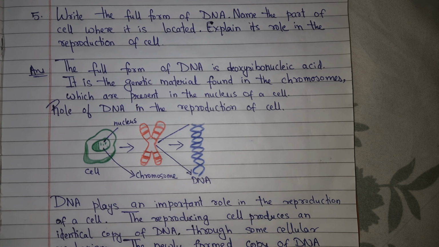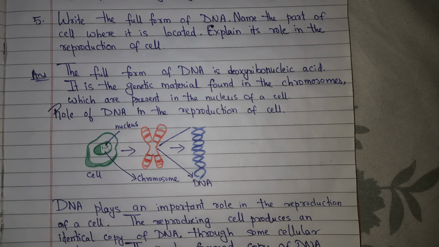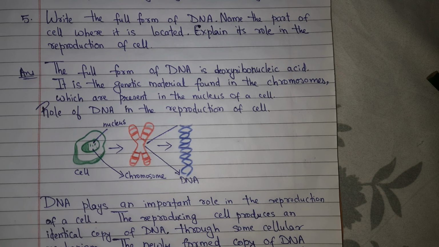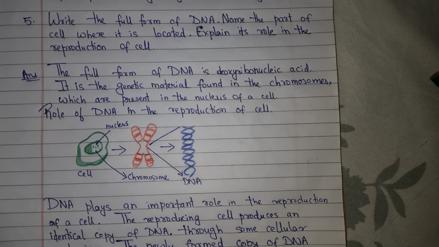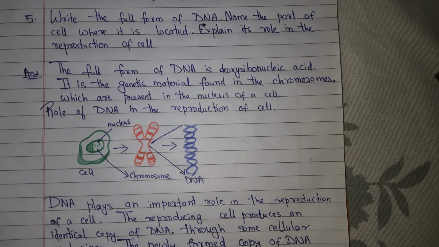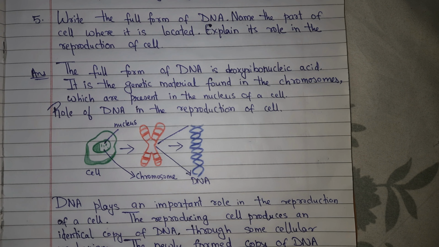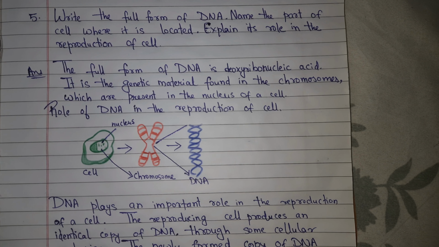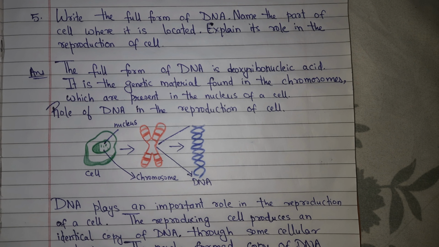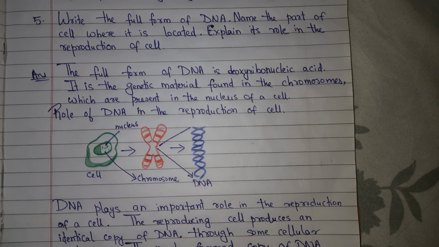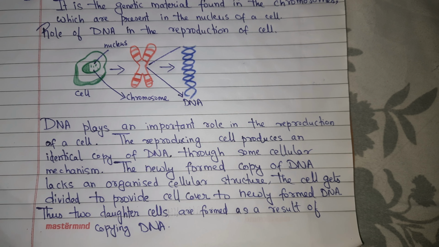Explain its role in reproduction of a cell. I'm going to explain the role of DNA in reproduction of a cell, but before that, it's better if you draw this representation like this. So DNA plays an important role in the reproduction of a cell. The reproducing cell produces an identical copy of DNA through some cellular mechanism. The newly formed copy of DNA lacks an organized cellular structure. The cell gets divided to provide cell cover to the newly formed DNA. Thus, two daughter cells are formed as a result of copying DNA. So that was all about the role of DNA.